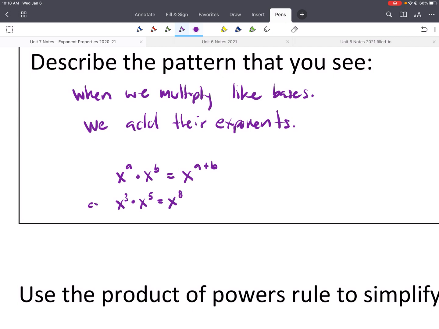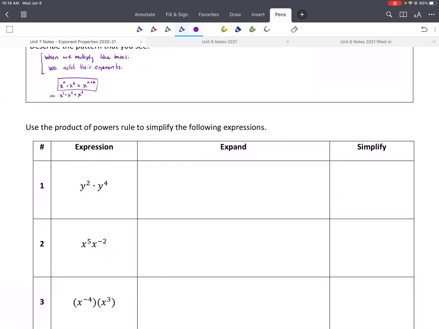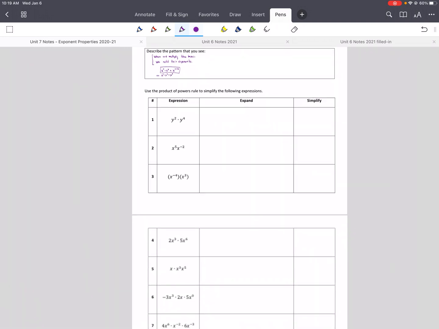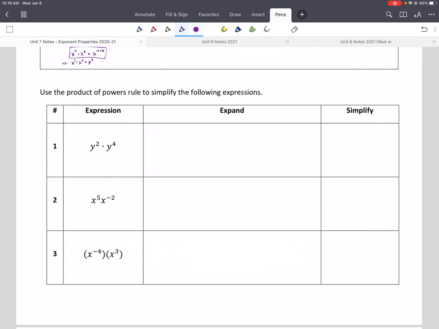Okay, so this is just an example, right? But this is basically the rule in an equation. This is the rule in words. Okay, so let's use that to do some of these examples. We're going to start by expanding them. I want you to expand them before you do anything else because I feel like that's good practice. And then once you get the pattern all set in stone, then you should be good to go.